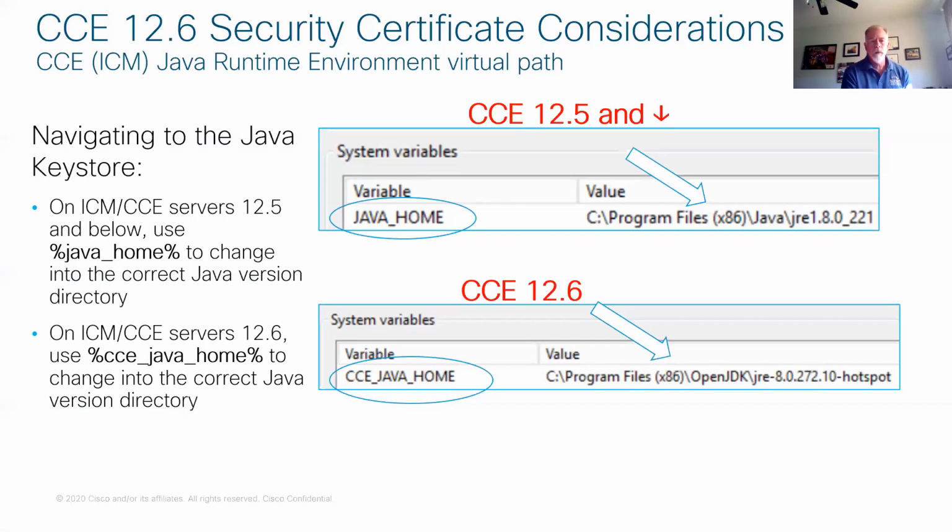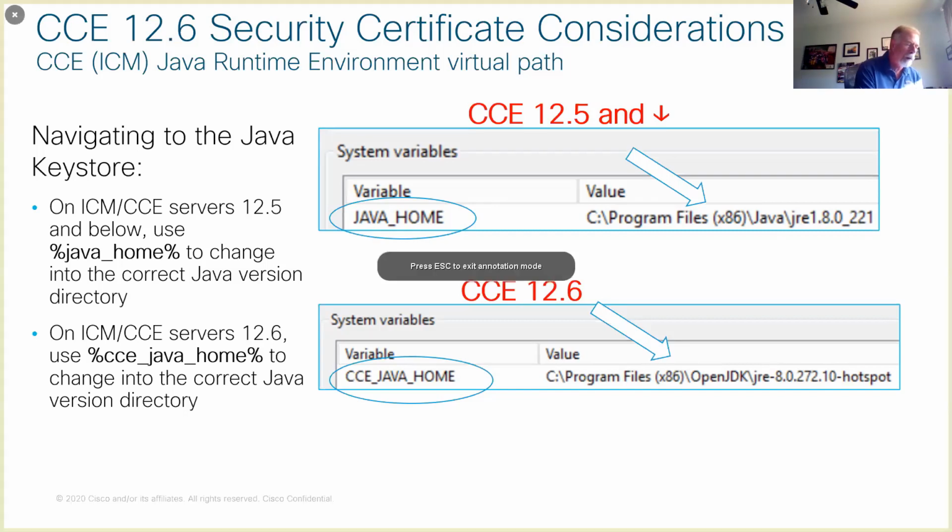Okay, so 12.5 and below versus 12.6 security considerations for certificates. What we're on here is an ICM server. So this is going to be all of your routers and loggers, PGs, AWs. It's not going to be any of your CVP servers. We're not talking Call Manager here, Finesse, anything like that, just the ICM servers.